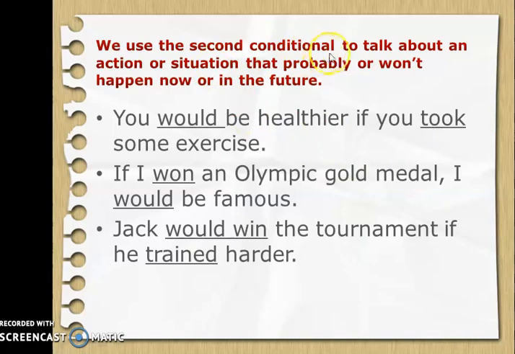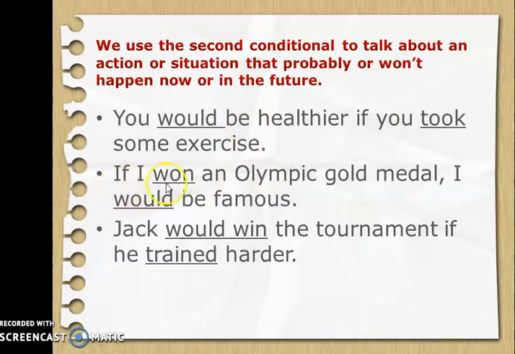We use the second conditional to talk about actions or situations that probably or won't happen now or in the future. It means you are referring to a situation that you imagine, which did not happen now nor in the future. For example, you will be happier if you took some exercise. Would be happier is the main clause. If you took some exercise is the if clause. In the if clause, you use past tense, took. And in the main clause, you use would plus an infinitive.